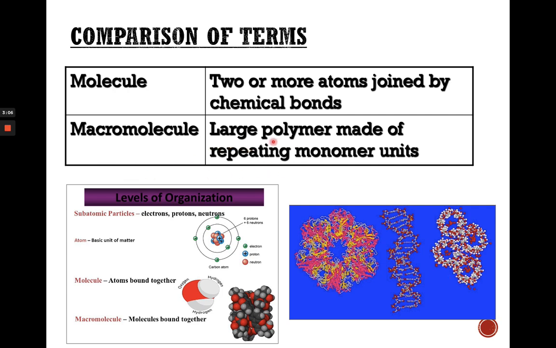So there's another term here called polymer. A macromolecule, they say, is a large polymer made up of repeating monomer units. What a monomer is, it's just a molecule. They are the same thing, molecule and monomer. But a monomer would be repeated over and over and over again in a long, long chain. And we'll show you how that works as we go through the notes.